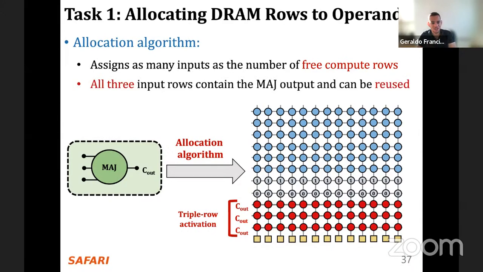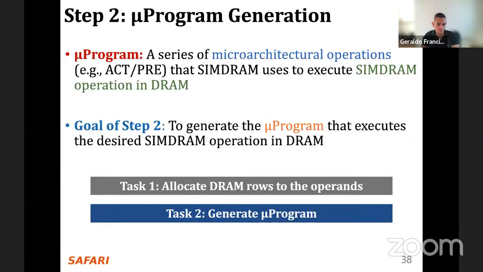So our allocation algorithm is going to take advantage of this behavior and reuse these rows for the next row operand allocation in the next round of triple row activations, in case any one of the following majority operations uses as input any one of the previously assigned rows. So next, we are going to take a look into step two of our task two.